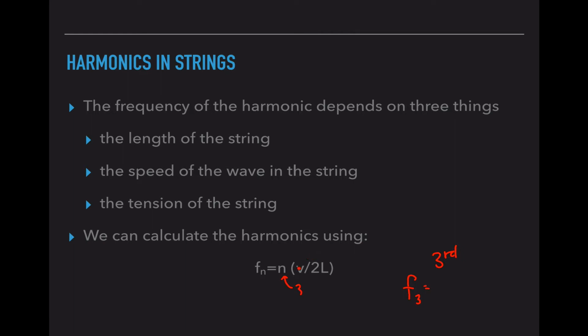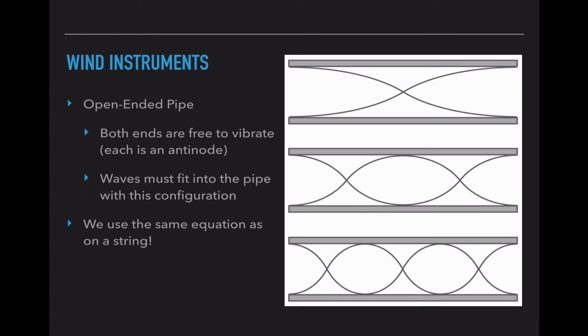And then the second half of the equation is velocity divided by 2 times the length, because for the fundamental harmonic, or the first harmonic, the wavelength is twice the length of the string. So this equation, n times velocity divided by 2L, is how to calculate the second, the third, the fourth, the fifth frequency for a given string instrument.